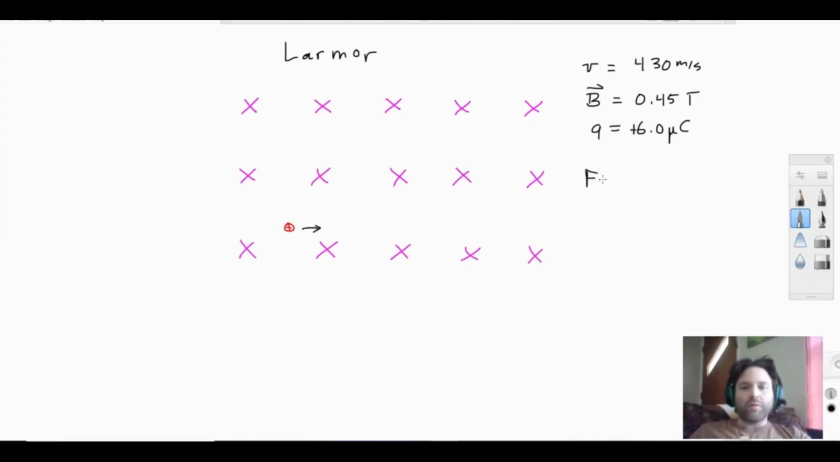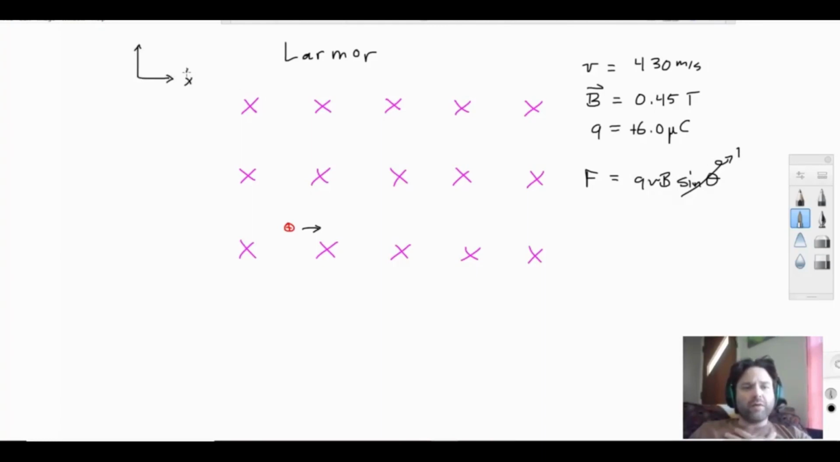We know that the force on this thing is going to be QVB sine theta, but since we're moving perpendicular, sine theta again goes to 1. Don't ever forget that the sine theta is there, but in a lot of cases we're going to be moving perpendicular, so you can actually bring it to 1. So we know the force, and we can know the direction, and we can put it down as a vector.